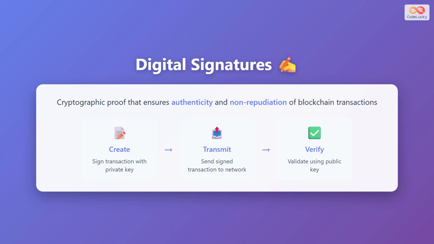Digital signatures provide cryptographic proof of transaction authenticity and prevent repudiation. The process works in three steps. First, the sender creates a transaction and signs it using their private key, generating a unique digital signature. Second, this signed transaction is transmitted across the blockchain network. Third, network participants verify the signature using the sender's public key, confirming that the transaction is authentic and hasn't been modified. This process ensures secure, trustless transactions without intermediaries.